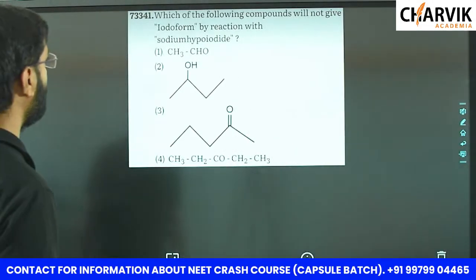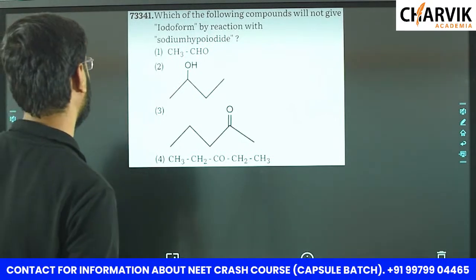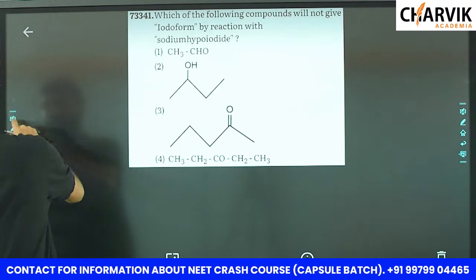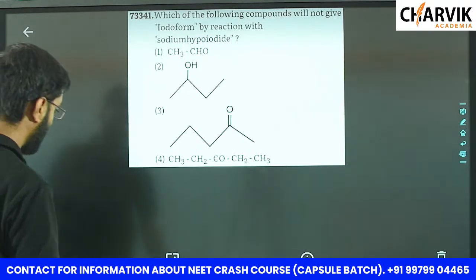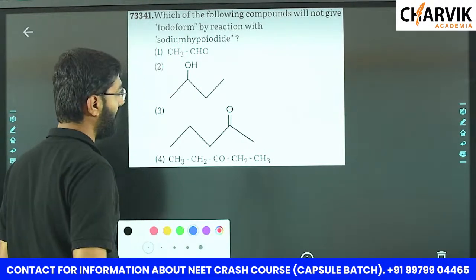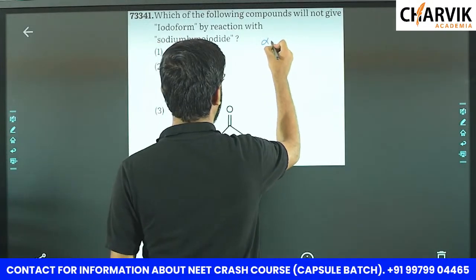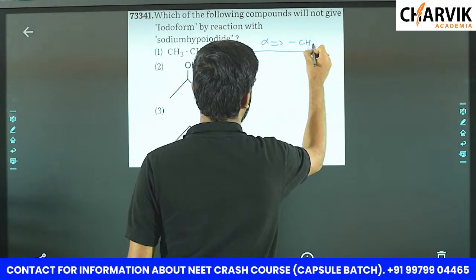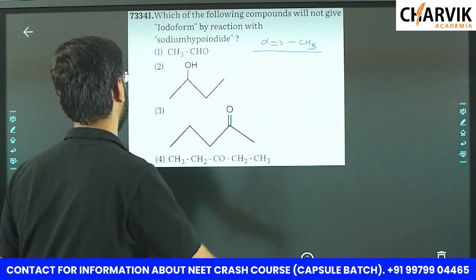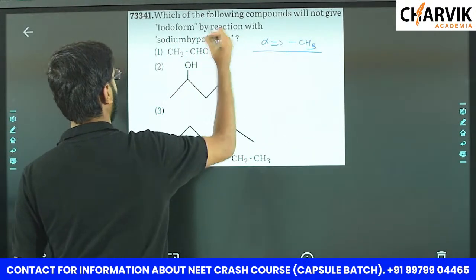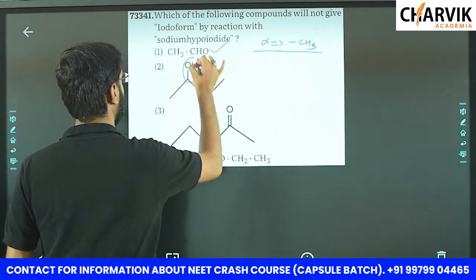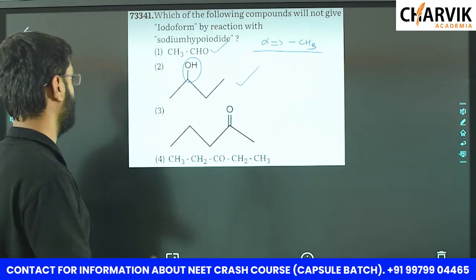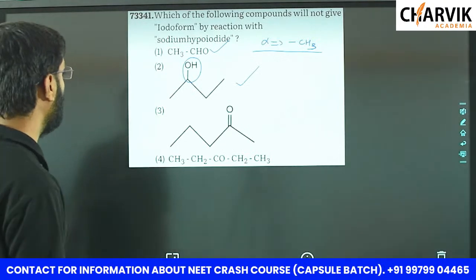Which of the following compounds does not give iodoform by reaction with sodium hypoiodite? Okay. Iodoform test. What is the condition for the iodoform test? Your alpha group must be CH3. Yes, it can give iodoform if this OH is oxidized and converted to ketone. Or second, can give iodoform.